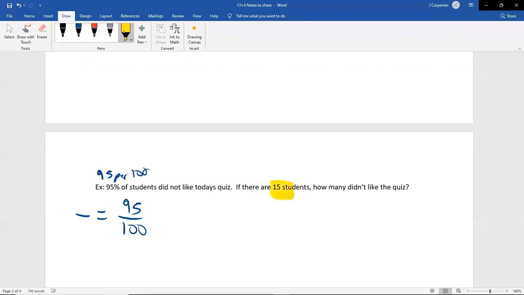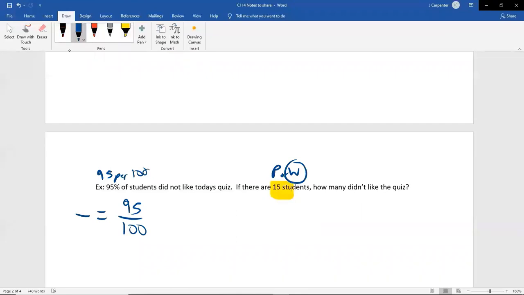So what we've got to figure out now is, is this the P or the whole? The part or the whole? We have 15 students and we're saying how many didn't like the quiz? So there's 15 students. Could 16 or 17 or 20 students not like the quiz? Well, no, that's not possible because I'm telling you there's 15 students. It's possible 15 students don't like the quiz, but it couldn't be 16 because there's only 15 total, so it has to be the whole.